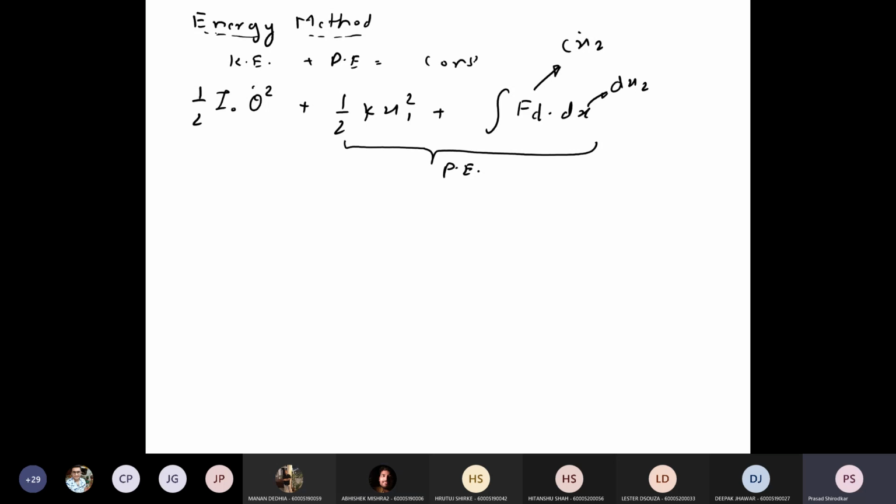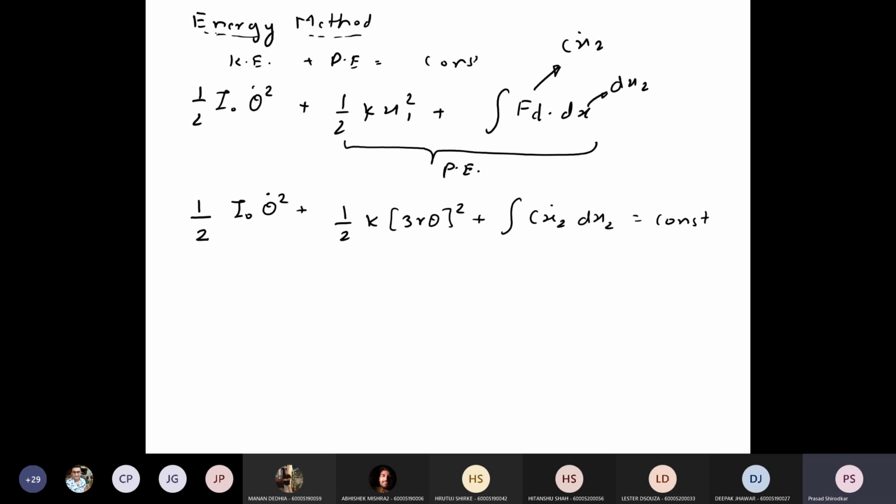Now, our equation: again substitute the values of x1 and x2 in this equation. So this becomes half I0 theta dot square plus half K into 3r theta square plus integral of c x2 dot into dx2 is equal to constant.